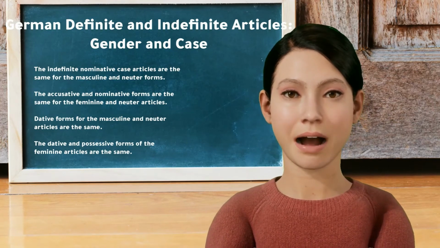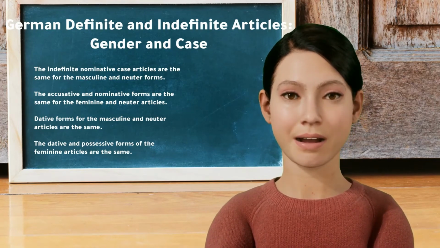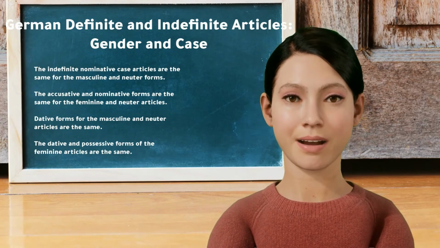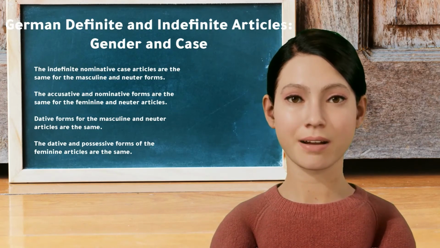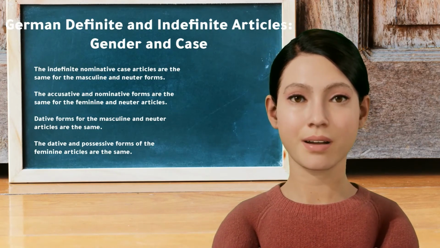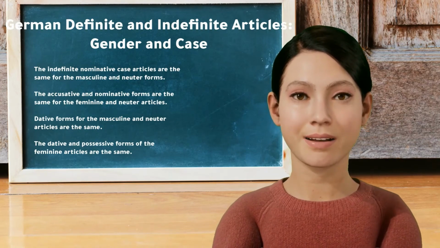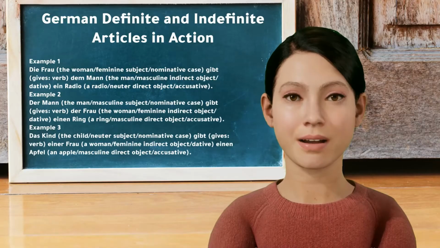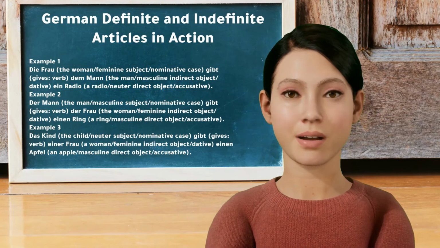When you first start to learn German, you'll need to use a table as reference until you remember the different forms. Remembering the last letter for the articles in each case can help make the process go faster. German definite and indefinite articles in action.